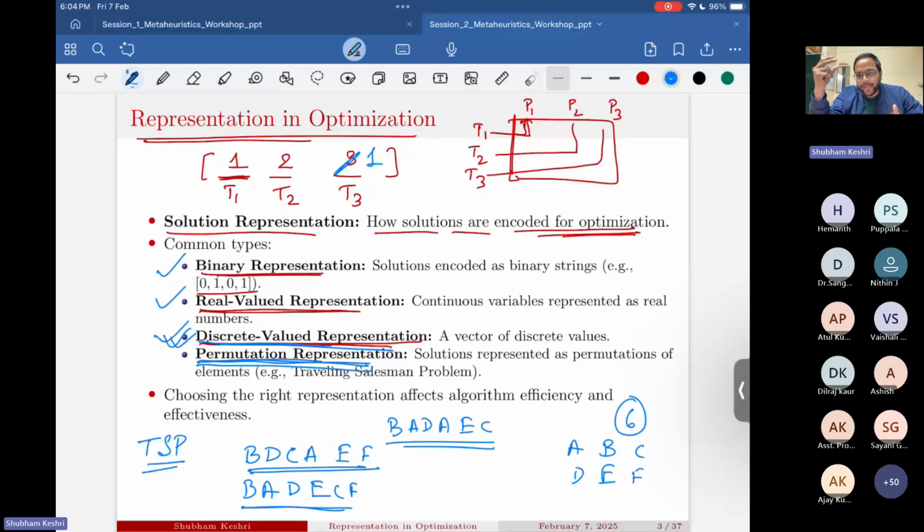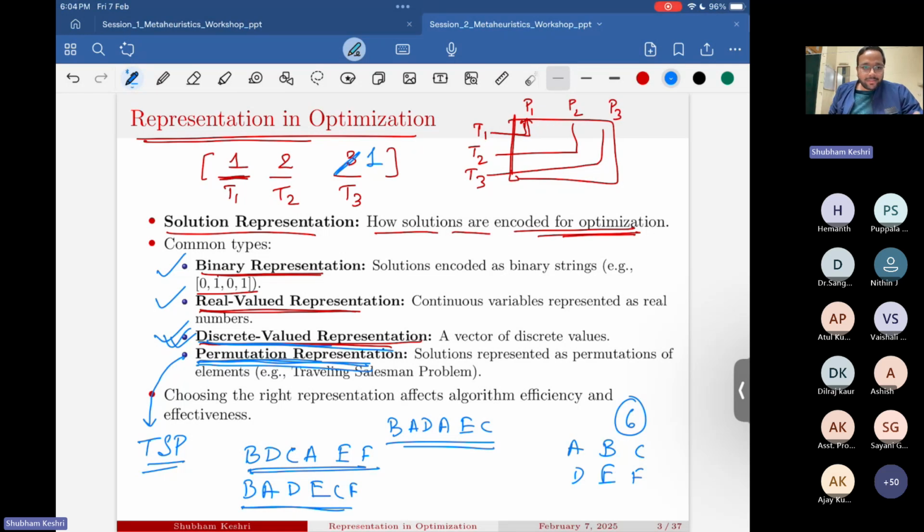It may be a lot to ask from you now, but if you can guess, then it is a good thing. Why do we use permutation representation? So I'm framing the question again. Why do we use permutation representation for a traveling salesman problem and not a discrete value representation?